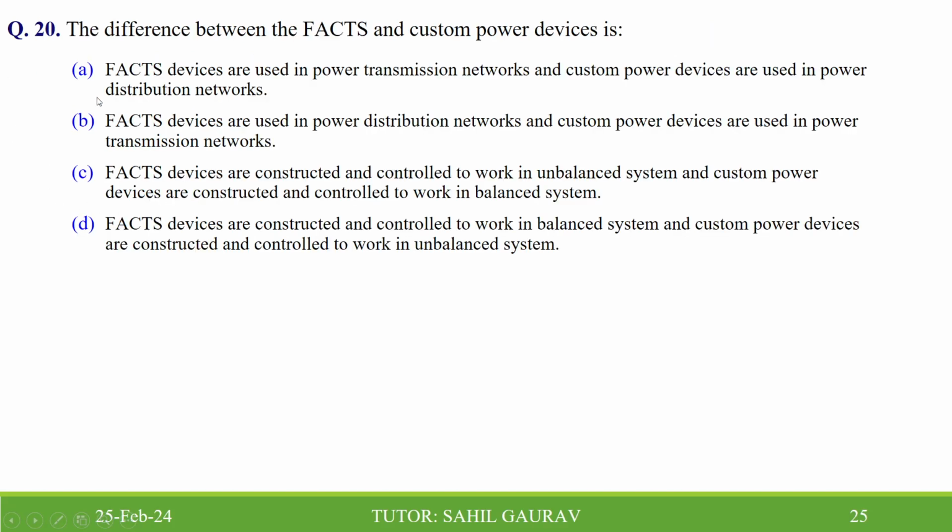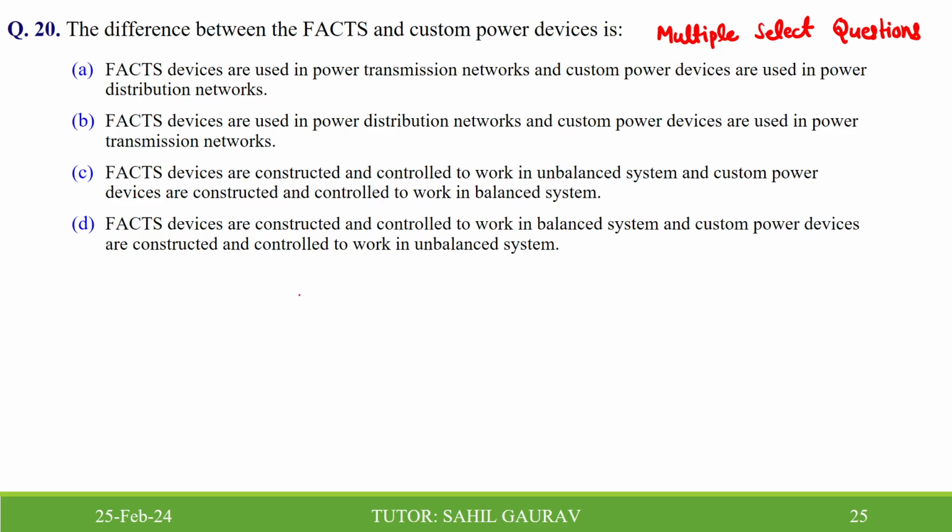Now the next problem: the difference between FACTS and custom power devices is, and this is a multiple select problem. Multiple choices are correct. First option is FACTS devices are used in power transmission networks and custom power devices in power distribution networks. And the second is the reciprocal of the first. And C option is FACTS devices are constructed and controlled to work in an unbalanced system, while custom power devices are constructed and controlled to work in a balanced system.